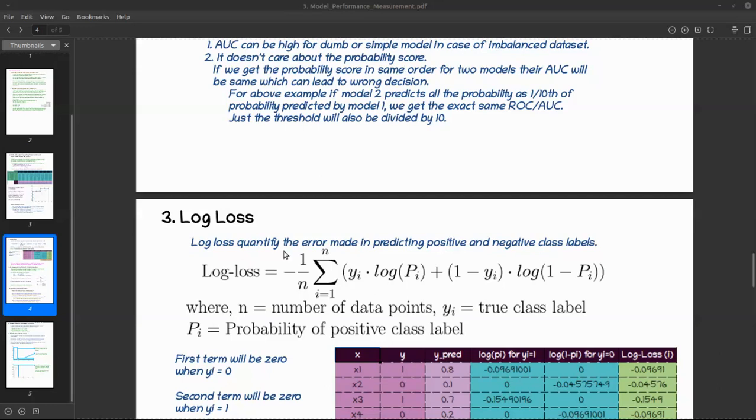Okay, log loss. Why is log loss very useful? When your model is predicting probability. Log loss is, you can say, the main loss function of logistic regression, because logistic regression is predicting the probability of your class label, and by default it predicts the probability of class 1.